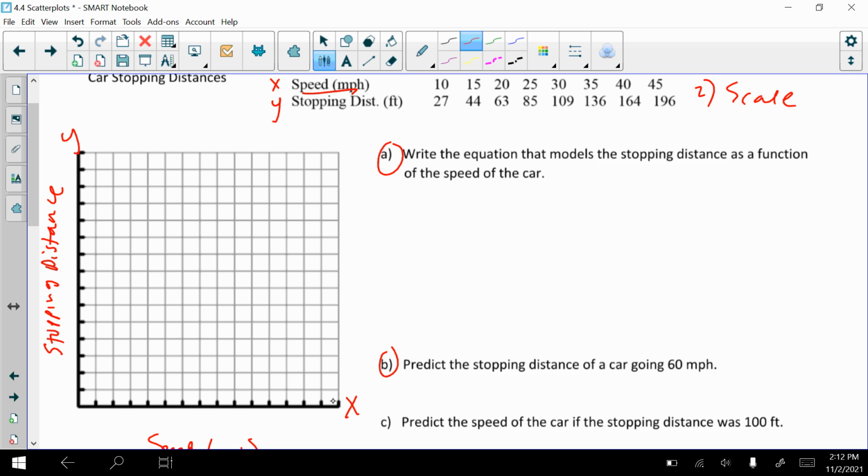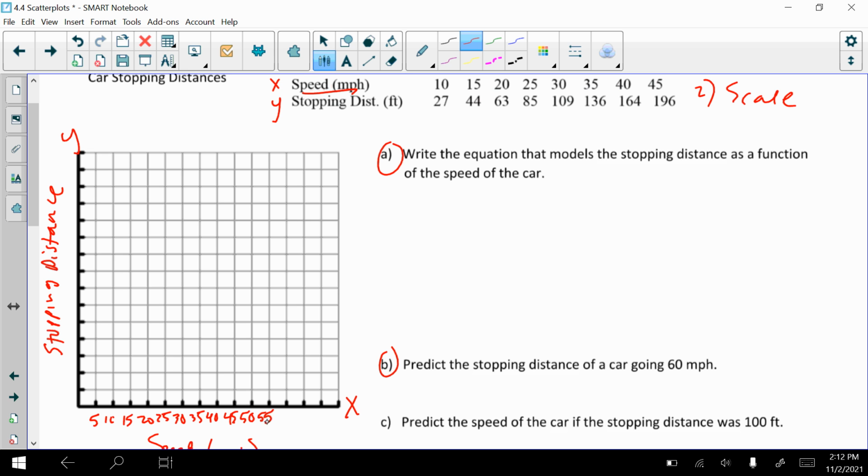So on the X-axis, I need to put all these numbers down there. So I'm going to look at those numbers and say, well, those are going up by 5. So maybe going up by 5s would be a good way to draw my graph here. So I'm just going to write increments of 5. I got 5, 10, 15, 20, 25, 30, 35, 40, 45, 50, 55.